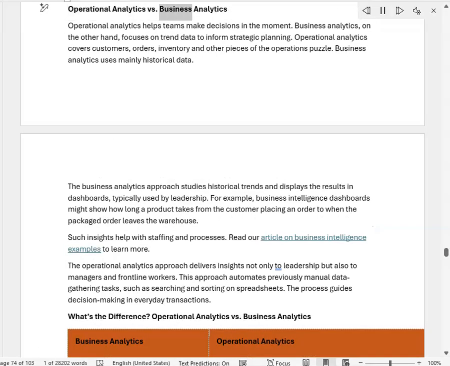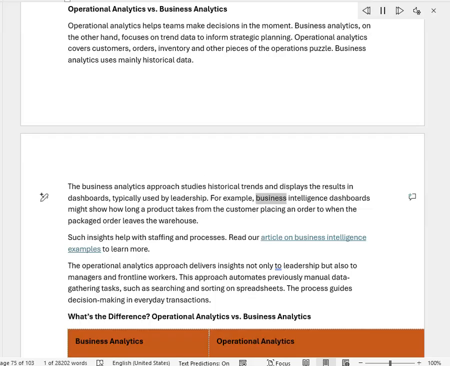Operational analytics versus business analytics. Operational analytics helps teams make decisions in the moment. Business analytics, on the other hand, focuses on trend data to inform strategic planning. Operational analytics covers customers, orders, inventory, and other pieces of the operations puzzle. Business analytics uses mainly historical data. The business analytics approach studies historical trends and displays the results in dashboards, typically used by leadership.